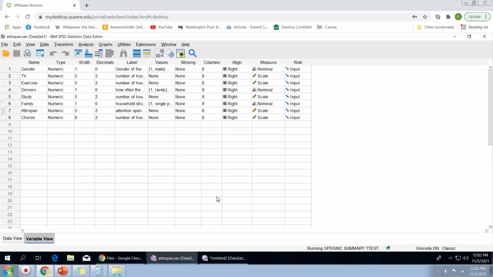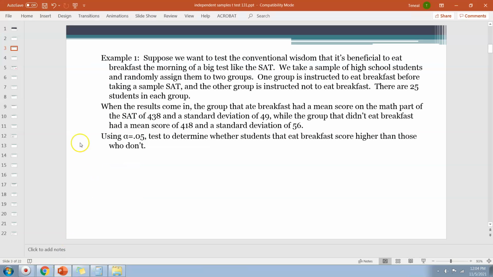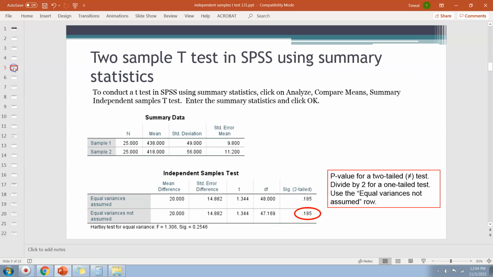and wait for this output to come up. And we get 3 tables here. At the top, they're just repeating the information we typed in. At the bottom, this table isn't important for us. In the middle, this is what we want. This is our independent samples t-test. And I've copied the output over here so we can see it a little better.